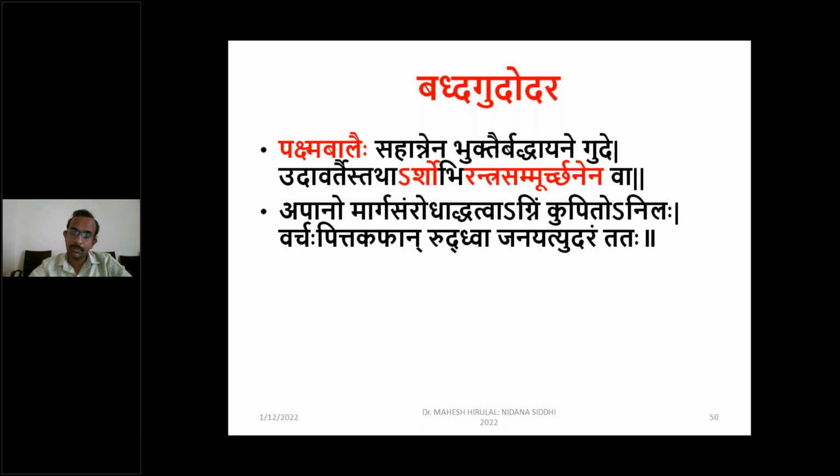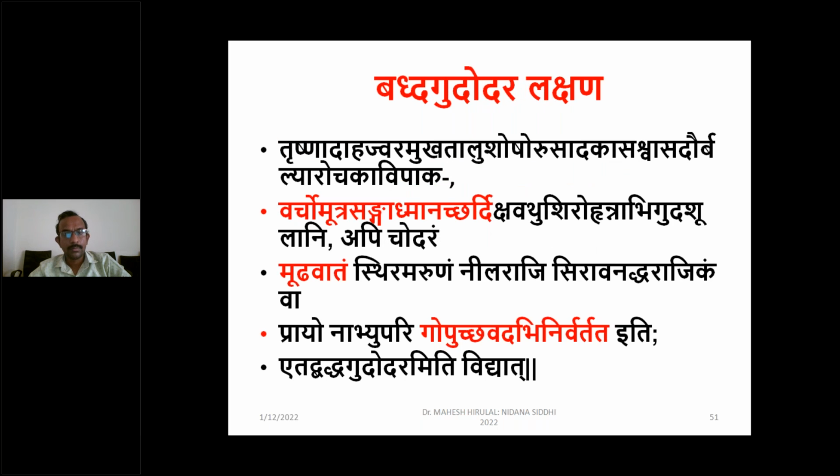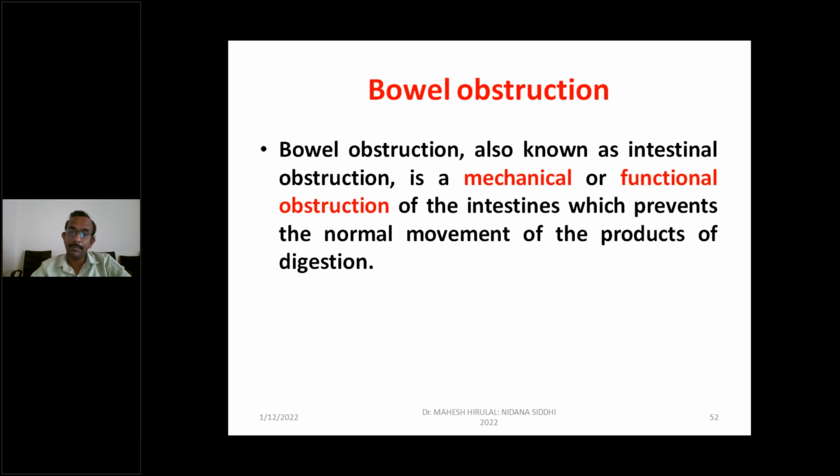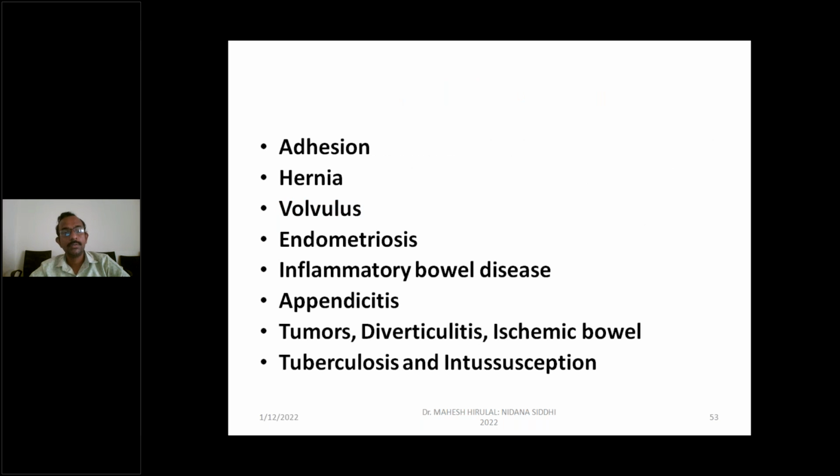Why and what is the relation with the GI? We will see here. Bowel obstruction may be a mechanical or functional obstruction to the bowel. The intestinal obstruction can be the Baddha Gudodara. The reasons for this obstruction may be adhesion, hernia, volvulus, endometriosis, IBD, appendicitis, then tumors, diverticulitis, TB, and intussusception. So these mechanical and functional obstructions may also be considered as the Baddha Gudodara.